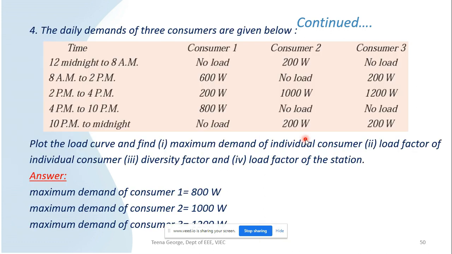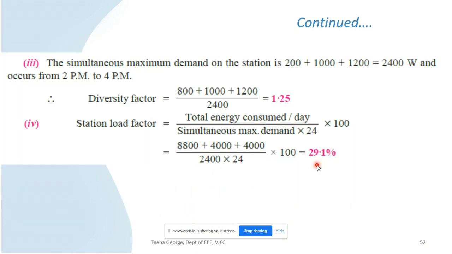Now we are asked to find the load factor of the station. Load factor is average demand by maximum demand. So total energy consumed per day divided by simultaneous maximum demand into 24, since here we have been given the energy consumed. So we have to multiply the maximum demand by 24 while we are taking the energy. If it is demand, we can directly take the maximum demand without multiplying by 24.